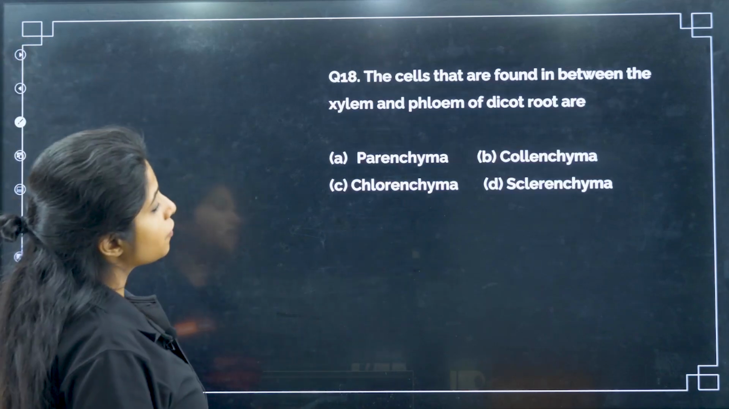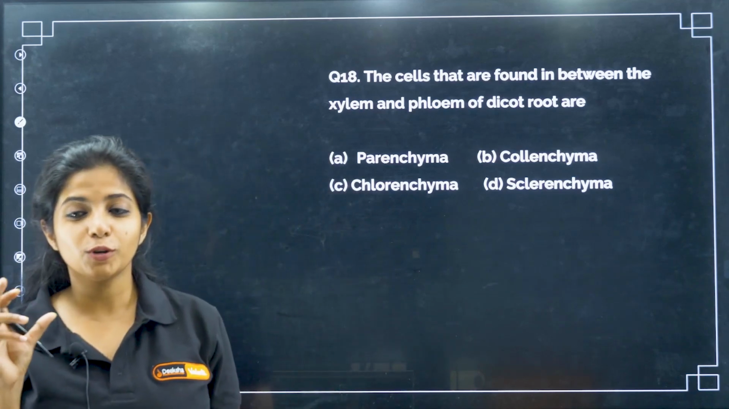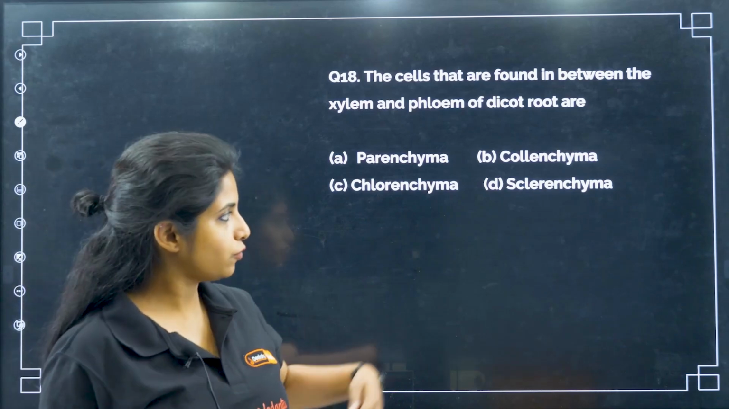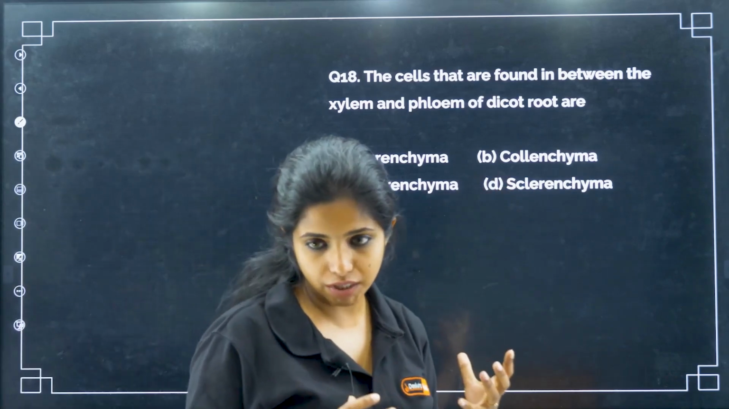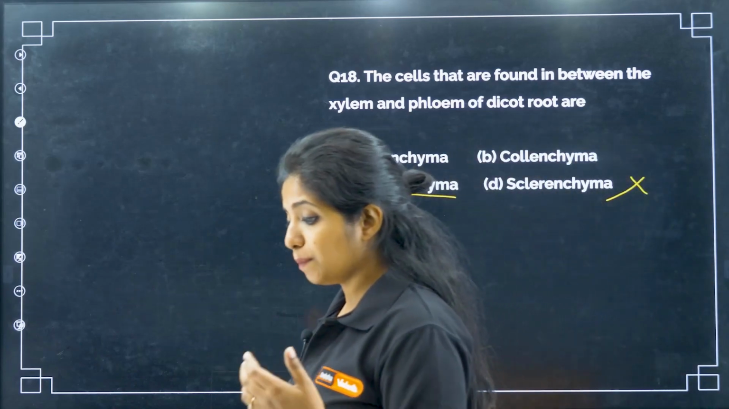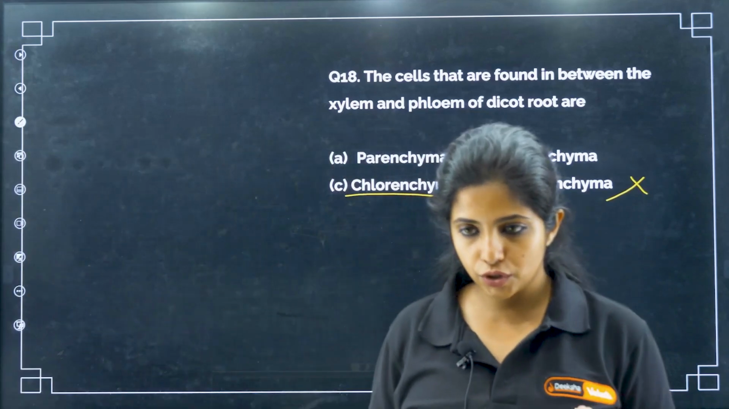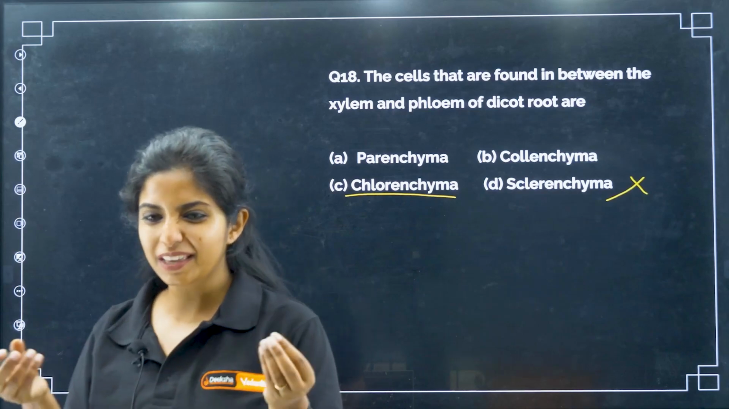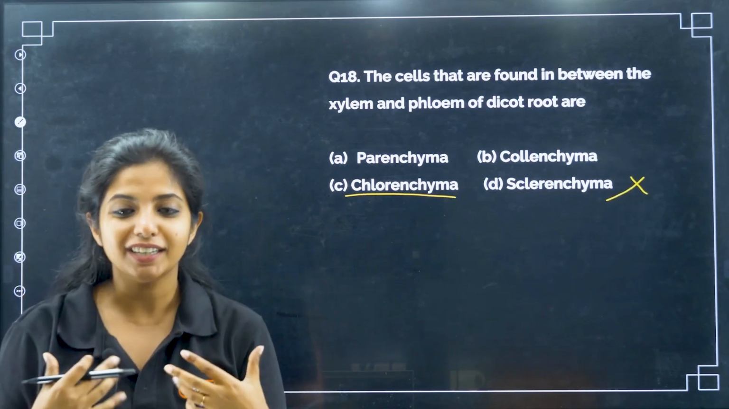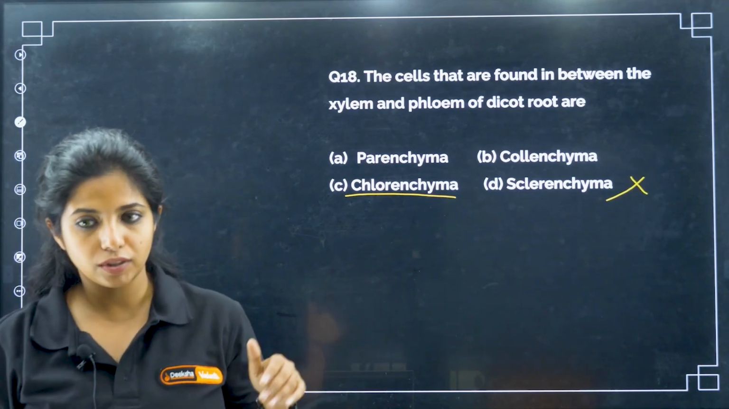Next, the cells that are found in between the xylem and the phloem of dicot root are, in between the xylem and the phloem, what is there in the dicot root? Parenchyma, collenchyma, chlorenchyma, sclerenchyma. So, I will tell you from here. Sclerenchyma is something that gives toughness, rigidity. Do we need it there? No. Chlorenchyma is a type of parenchyma which has chloroplast in it, which is very much important for photosynthesis to happen, my dear children. But within the plant, do you think photosynthesis would be happening there? There is no element for basically taking up the light. You get it? There is no point of having it there. It can be there in the leaves and stuff like that. Okay, so I will say this is also not the answer.